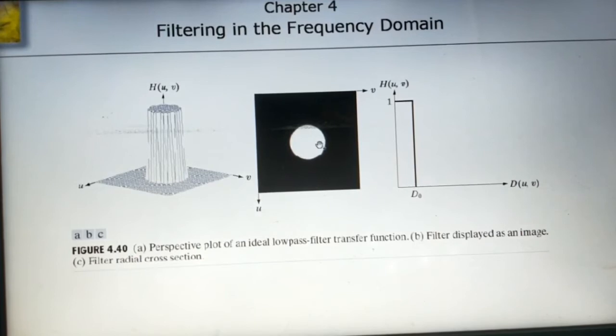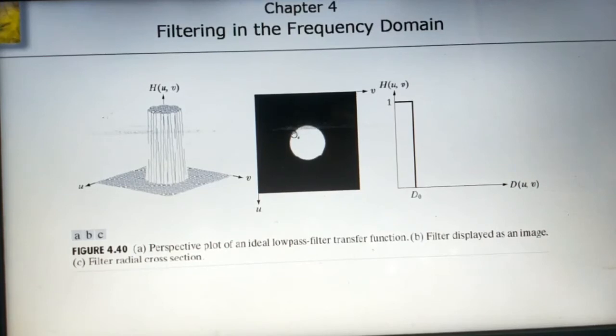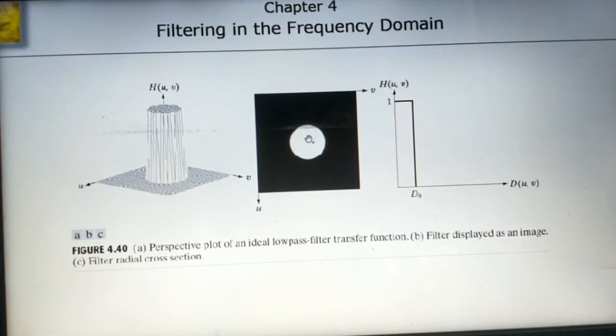Whereas all the frequencies beyond, suppose this radius is d0, so beyond d0 all the frequencies are attenuated. Any frequency which is less than d0 is allowed by the low pass filter. So the cutoff frequency is sharp here. d0 is a sharp cutoff frequency. The radius d0 from the origin represents the cutoff frequency.